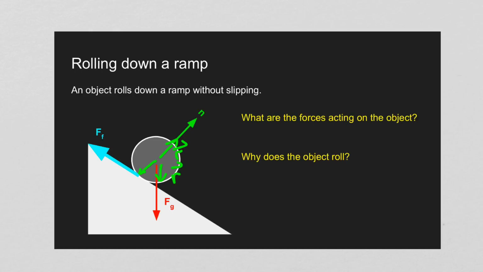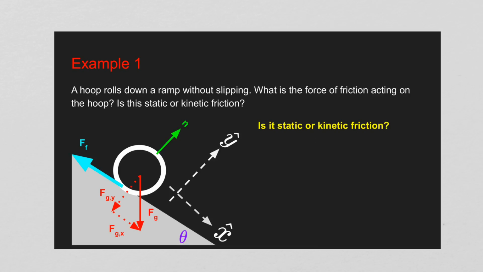But here, if torque is equal to r cross F, the force of friction is going to exert a torque, which is going to angularly accelerate the ball and cause it to roll, which is great. So now let's figure out what type of friction it is. Is it static or kinetic?